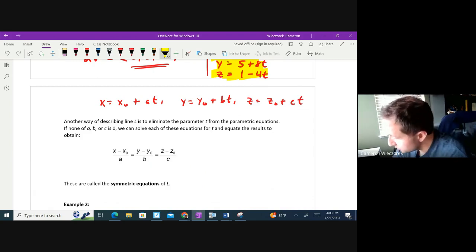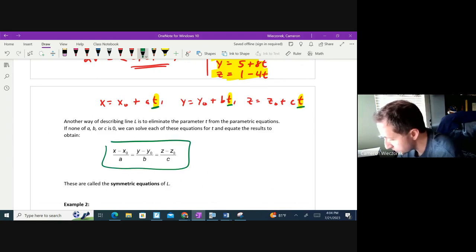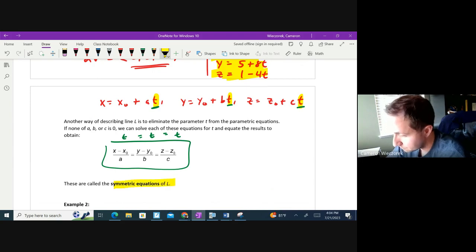If I solve for t in each of these, it's the same t. Whatever t I plug in here has got to be the same t that I plug into the other two. If I solve those, what I end up with is I get this equation. I get (x minus x naught) over a equals (y minus y naught) over b equals (z minus z naught) over c. All of these are just saying t equals t equals t. This works so long as a, b, and c are not 0. I can't divide by 0. And these are called the symmetric equations of the line.